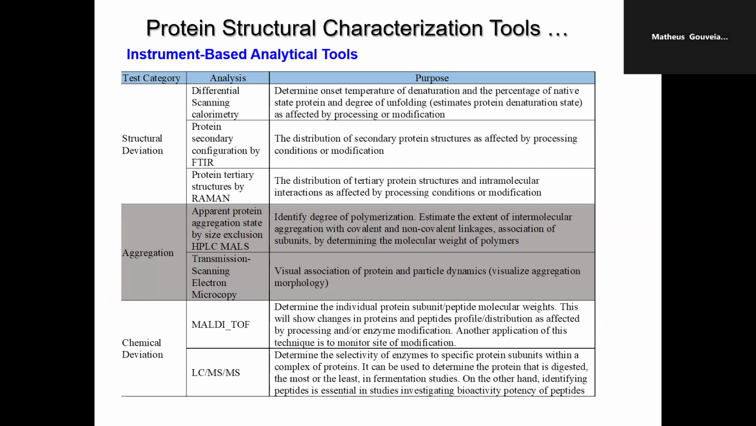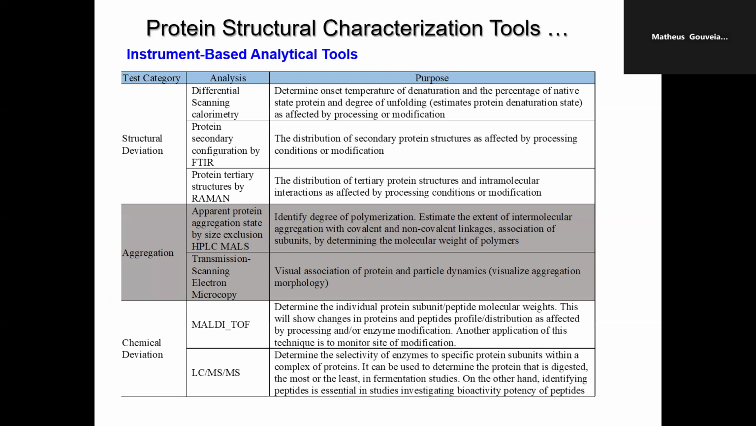And then we have aggregation. Like I said, we do electrophoresis, looking at molecular weight distribution and polymerization. Mostly we do SDS-PAGE, sometimes urea-PAGE, specifically for proteins. But another instrument-based method to determine protein aggregation, which we do a lot in our lab, is looking at molecular weight distribution using size exclusion chromatography.